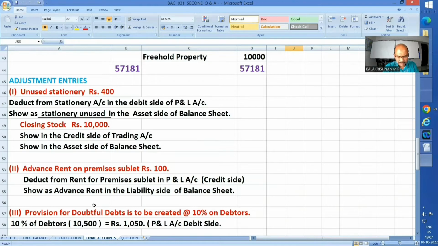Okay. This is mercantile system of accounting. Only those incomes and expenditures that pertain to the current year should be reflected in the final accounts. Okay. Right. And next one.